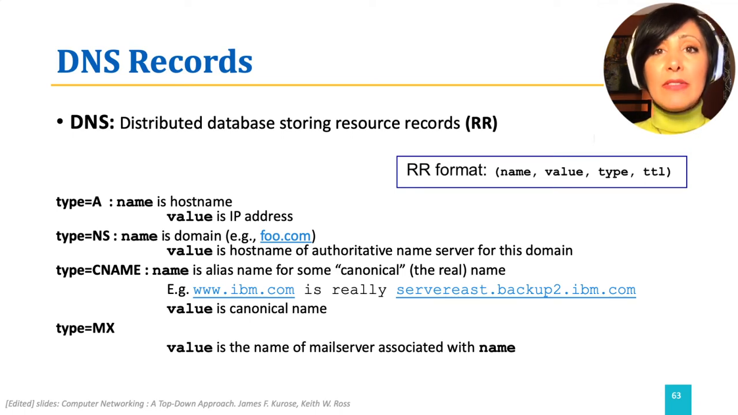If we have a type A record, the name is the host name and value is the IP address of the host name. If we have a type NS record, the name is the domain and the value is the host name of authoritative name server for this domain. If we have a type CNAME, the name is the alias and the value is the canonical name. And if we have a type MX record, the name is a host name and value is the name of mail server associated with that name.